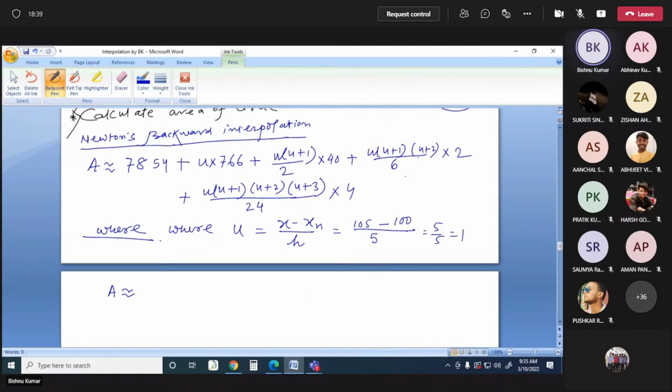So tell me, u is 1, so the calculation is simple. 7854. What is the area?